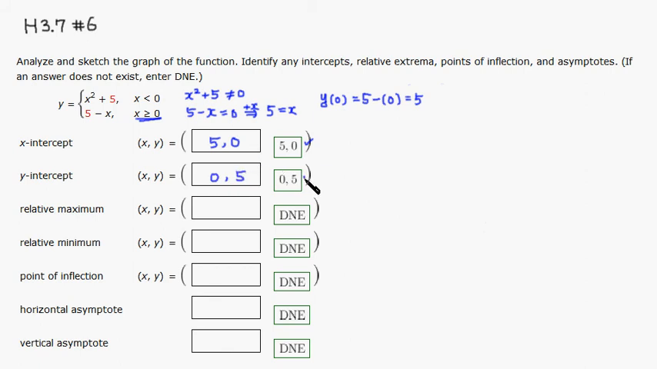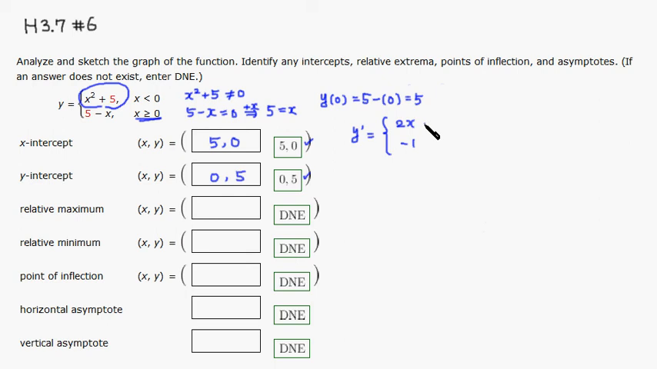So we got that. All right, now we want to find the local maximum and the local minimum, or relative maximum and relative minimum. So let's take a look at the derivative. So y prime is equal to... if you take the derivative of the top formula, which is x squared plus 5, it's just 2x, right? Then for the bottom one, if you take the derivative of that, it's negative 1, right?